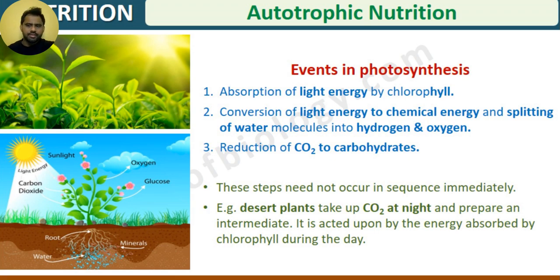These steps need not occur in sequence immediately. It is not necessary that it will happen immediately. An example is the desert plant. They take up CO2 at night and prepare an intermediate. It is acted upon by the energy absorbed by chlorophyll during the day. This question is asked: why do desert plants take up CO2 at night and prepare an intermediate? So this is the answer.